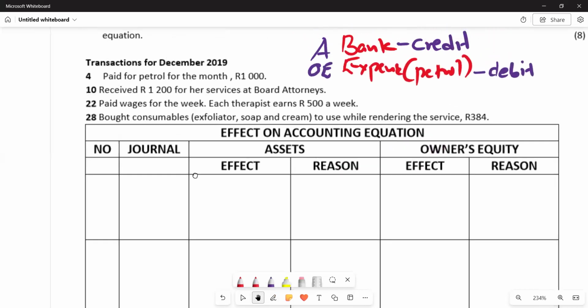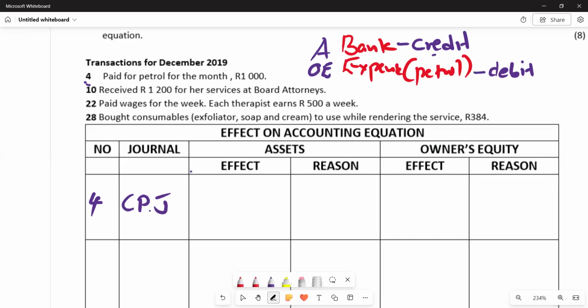So if you come here, you'd see that all the number column, we're going to put our 4, which is here. And then the journal, obviously, is a payment taking place, paid for petrol. So it's a payment. So it's going to be the cash payment journal. We'll take the information from the cash payment journal.